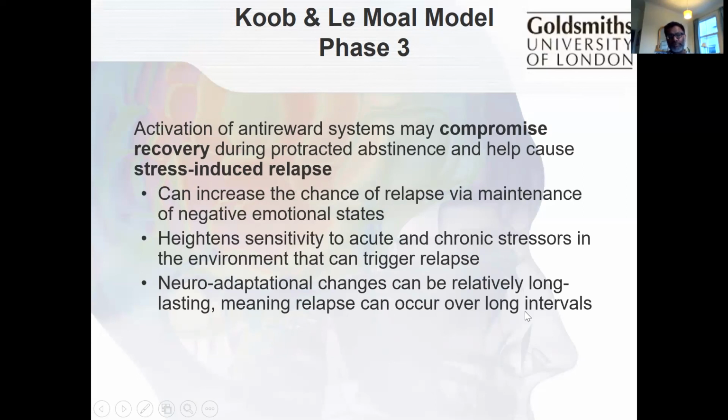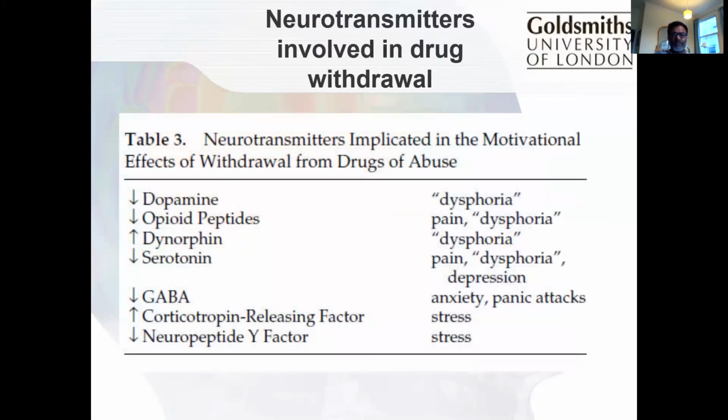And from what I know of people who work in addiction, the likelihood of someone relapsing is really quite high. So finally, these are the different neurotransmitters implicated in the different motivational effects of withdrawal. Some of them are to do with stress, like neuropeptide Y, or corticotrophin releasing factor, the CRF. GABA is involved in anxiety and panic attacks.